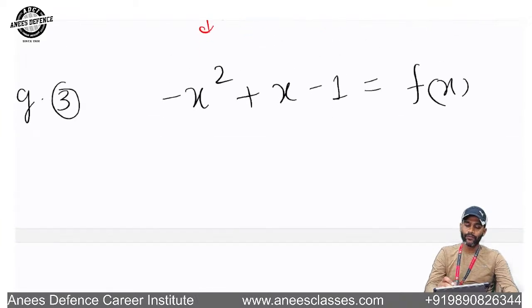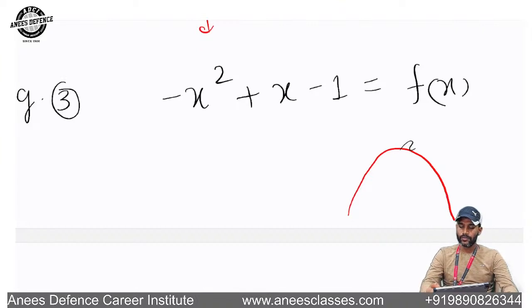First of all, the graph, the parabola, would be downward. Now we have to find the point. What is the coordinate of this particular point? Minus b by 2a, that is 1 by 2.